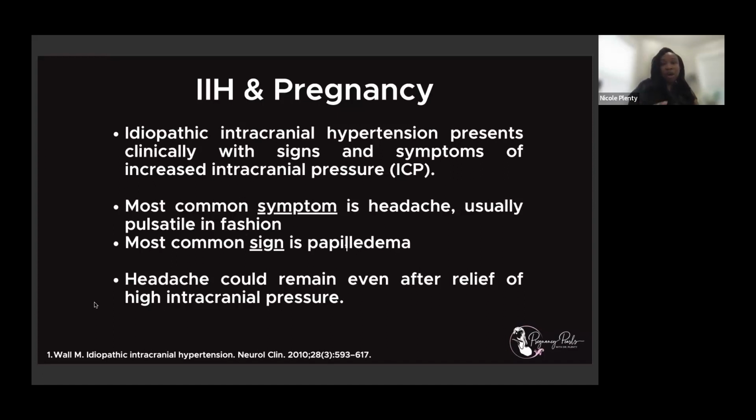So I'll talk about the difference between the symptoms and the signs. So obviously the signs as clinicians, what we look for, the symptoms are going to be what your patient feels. And headache is going to be the most common symptom. And this could remain even after you have relief of the high intracranial pressure.